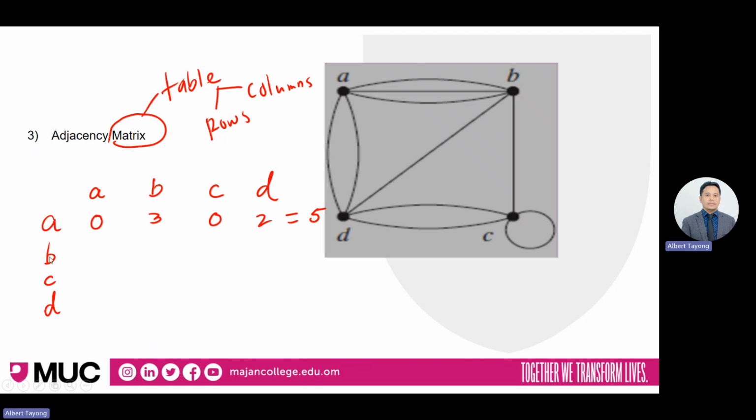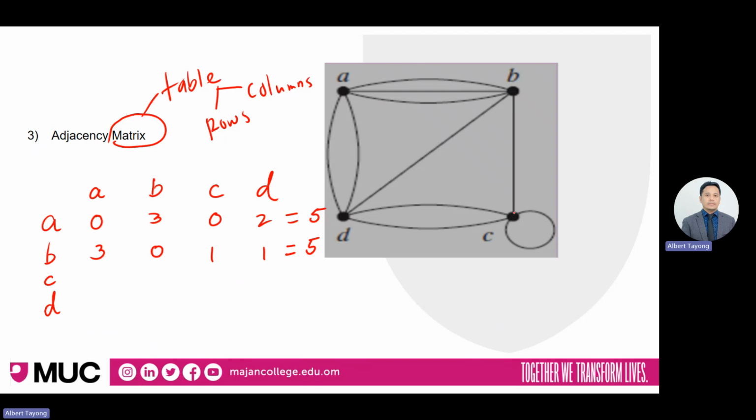Now let's look at our B. From B to A, it's 3 times. Okay, and B to B is 0 because we don't have a loop. B to C is 1, and B to D is also 1. The total is 5.